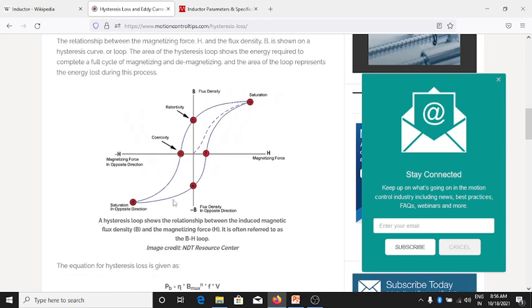Look at this graph, the BH graph. B means flux density. H means magnetizing force. A hysteresis loop shows the relation between the induced magnetic flux density, that is B, and the magnetizing force H. It is often referred to as a BH loop. Clear?